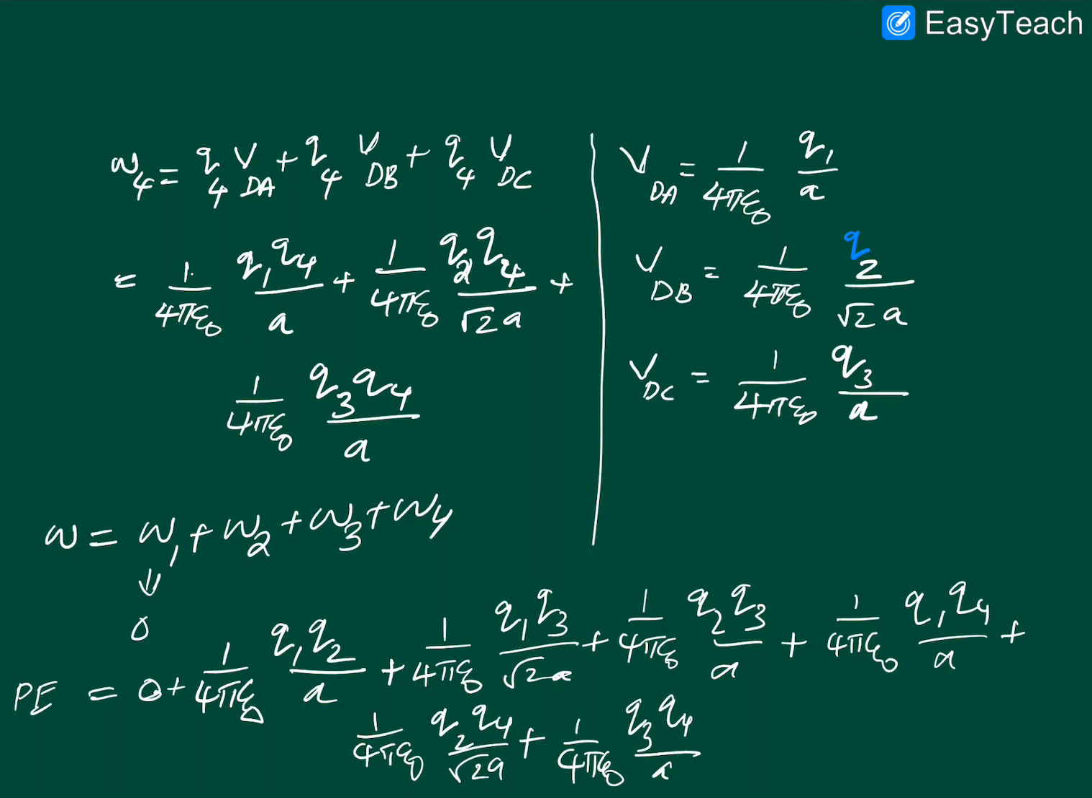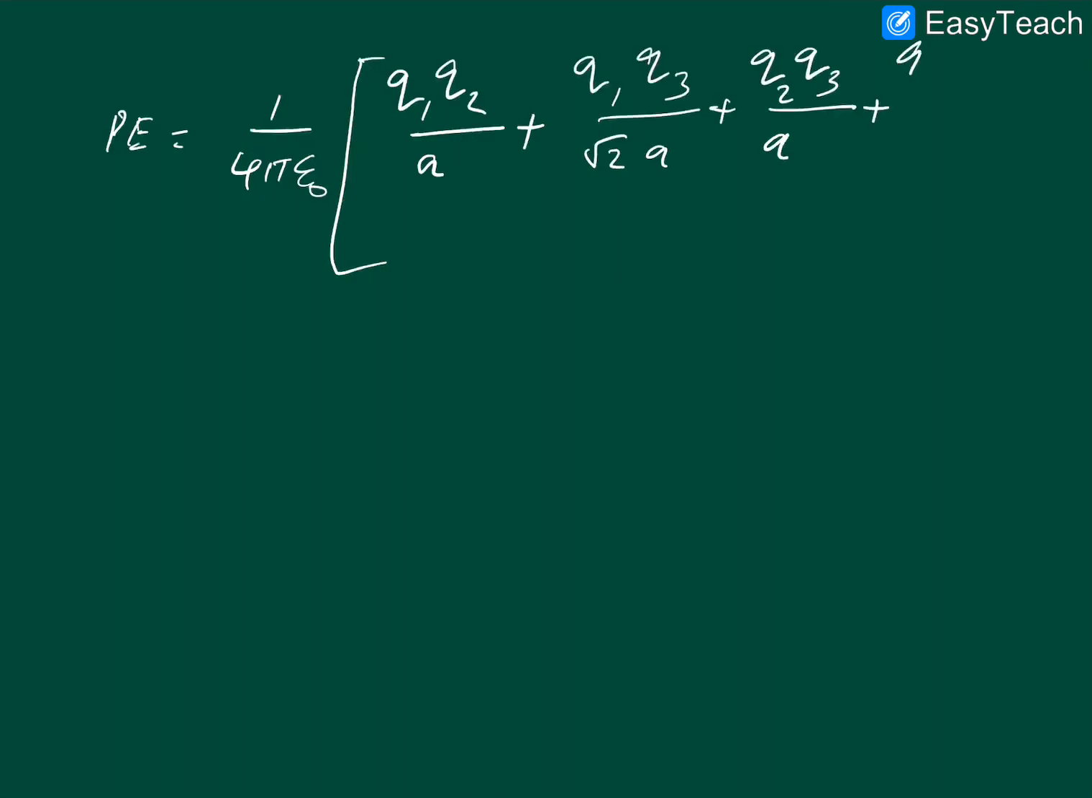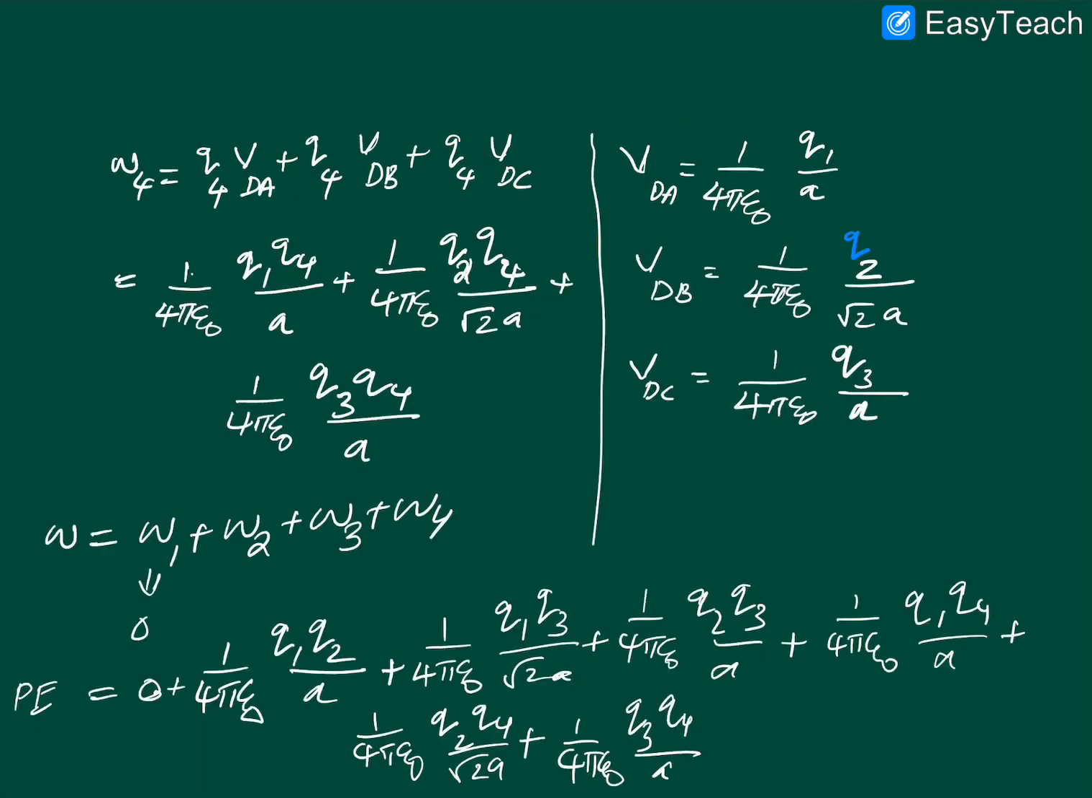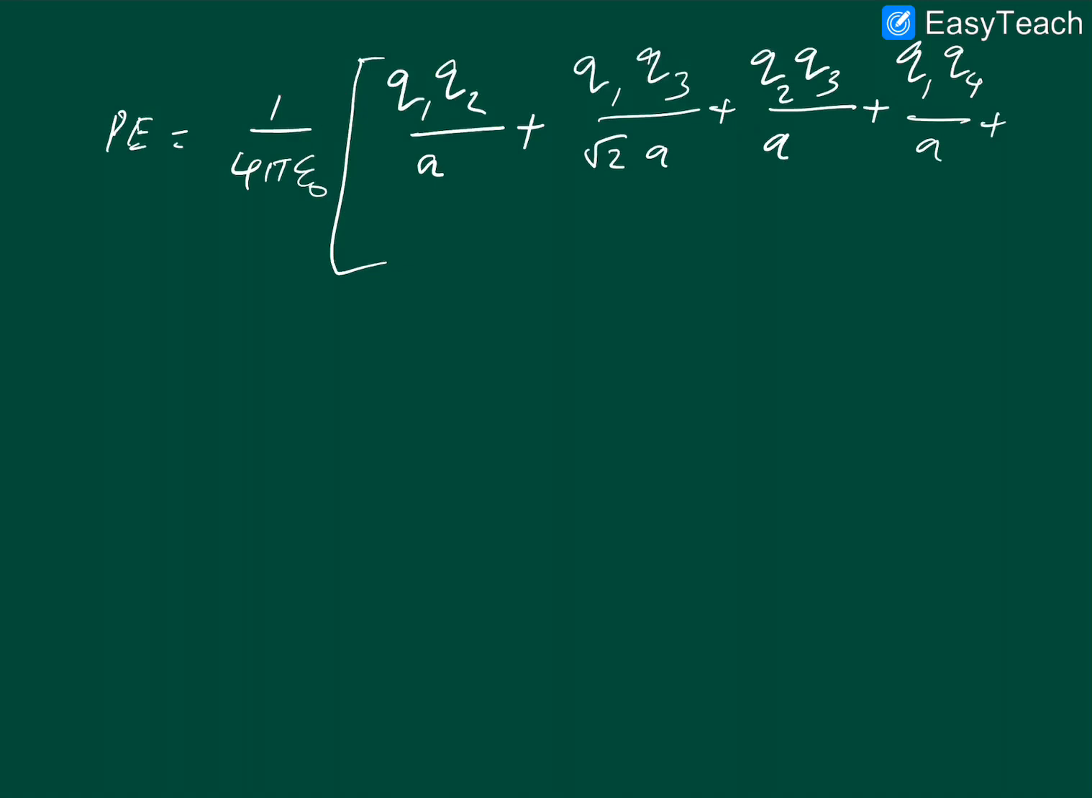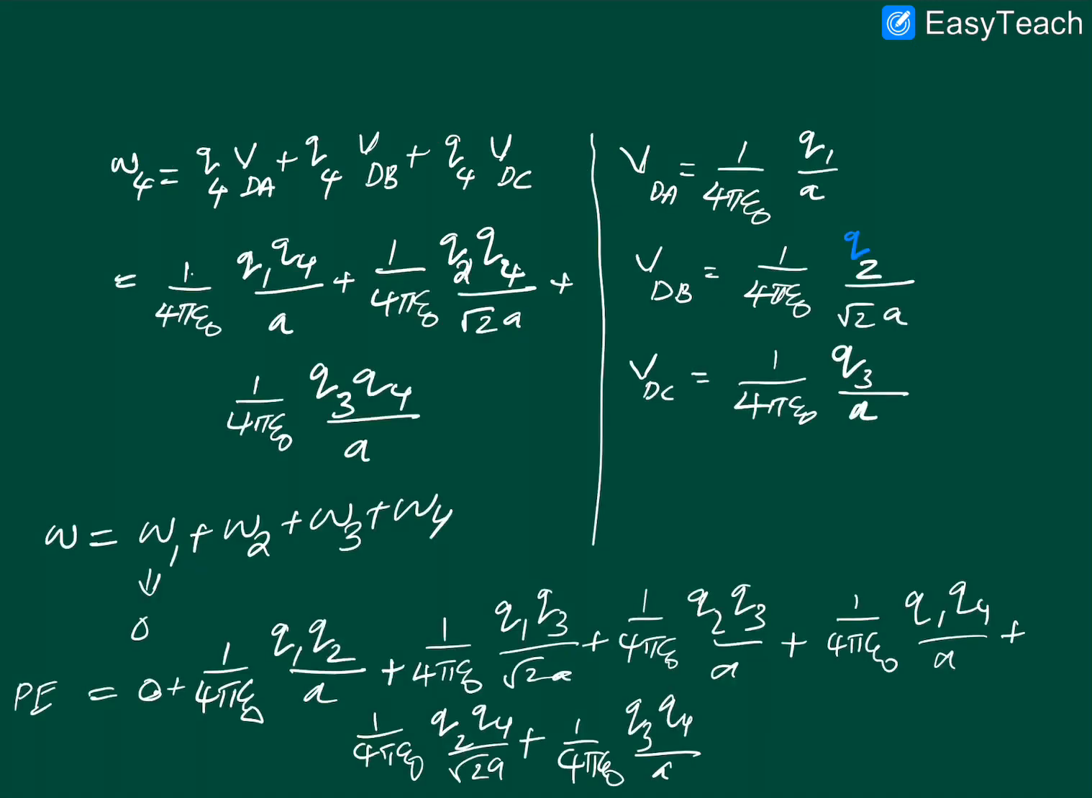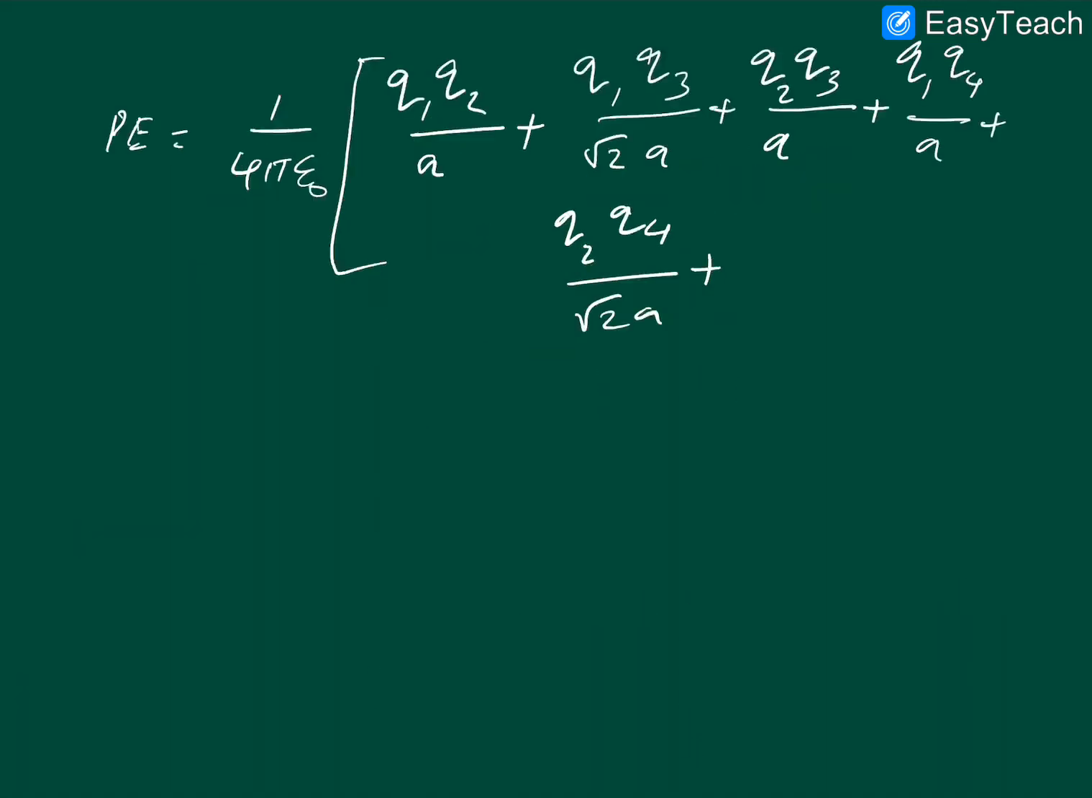Then in the fourth term, Q1 Q4 by A. Fifth term, Q2 Q4 by root 2A. Then Q3 Q4 by A. Isn't it? So this is the amount of potential energy associated with your given system.